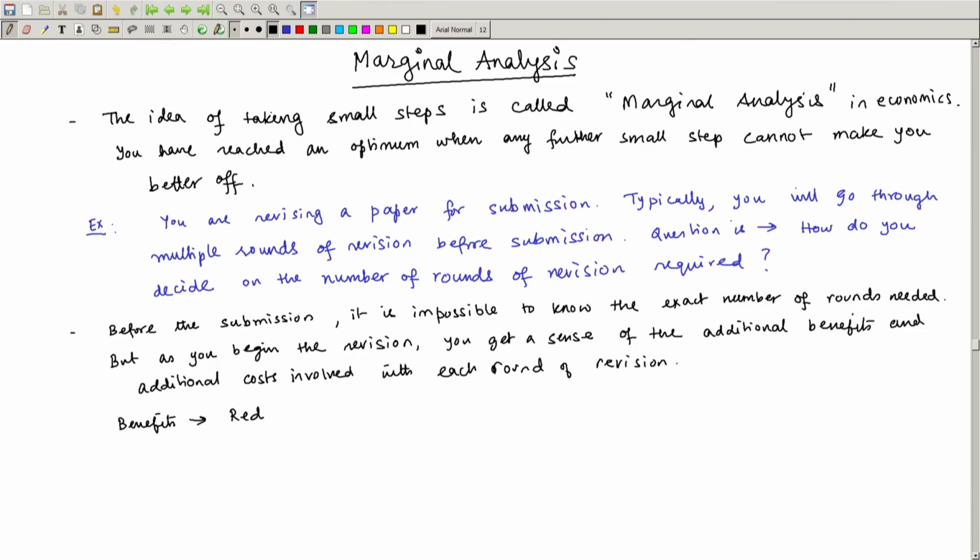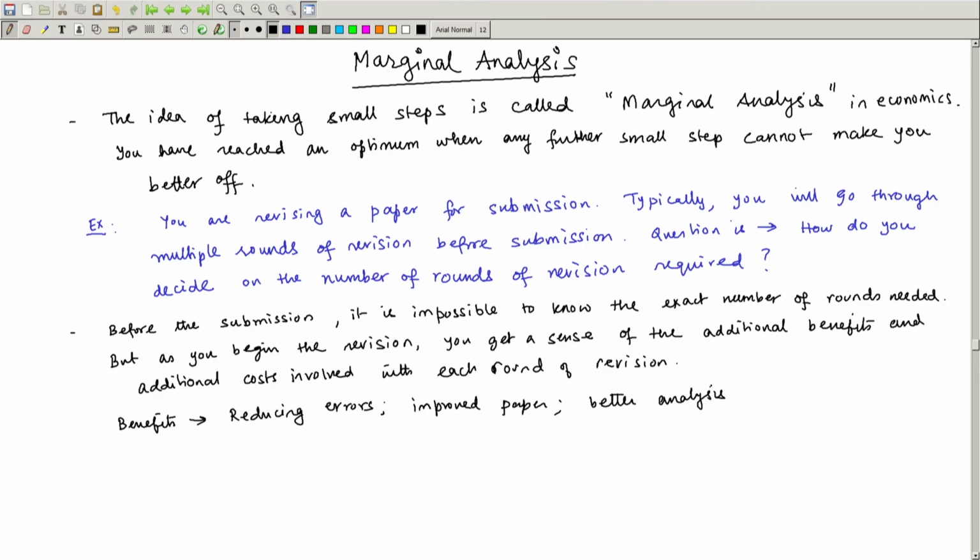So, the benefits of doing the revision are reducing errors, it is a much improved paper, there is better analysis, all the mistakes are removed, and the presentation is much more clear.